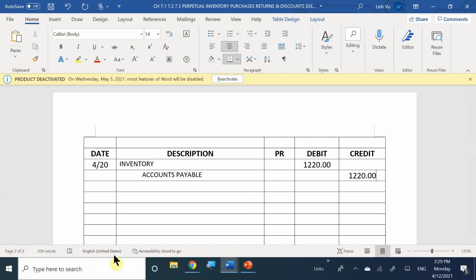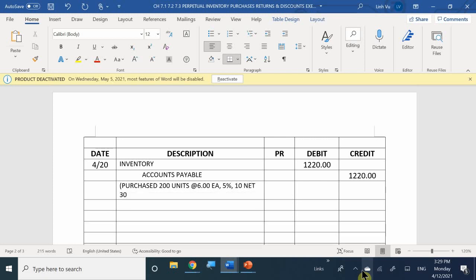I'm going to make a real quick note here that I purchased 200 units at $6 each. Oh, and then I have to recognize the terms as well. 5%, 10, net 30.